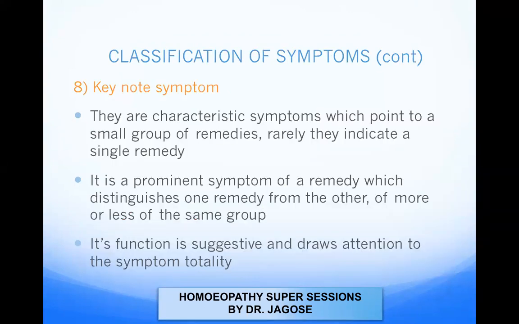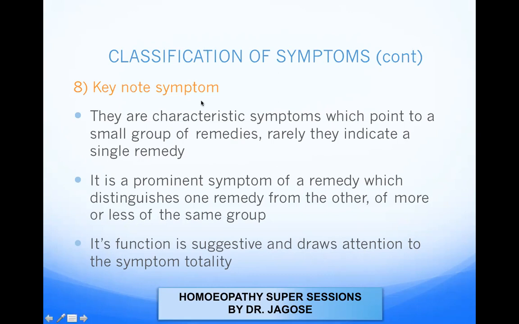Today, we'll be doing the study of symptomatology, the second part. Now, let us go further from the eighth point, that is the keynote symptoms. Keynote symptoms are characteristic symptoms which point to a small group of remedies and they rarely indicate a single remedy. Now, this is very important. Generally, in the answers in the examinations which you all give, a keynote symptom is the one which indicates the remedy. That is wrong, but they are characteristic symptoms which point to a small group of remedies. So this is very important.